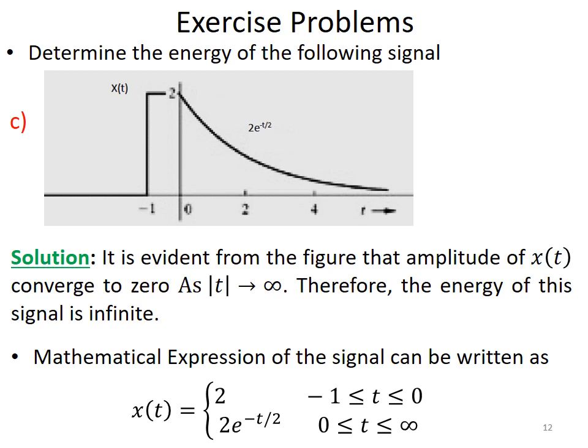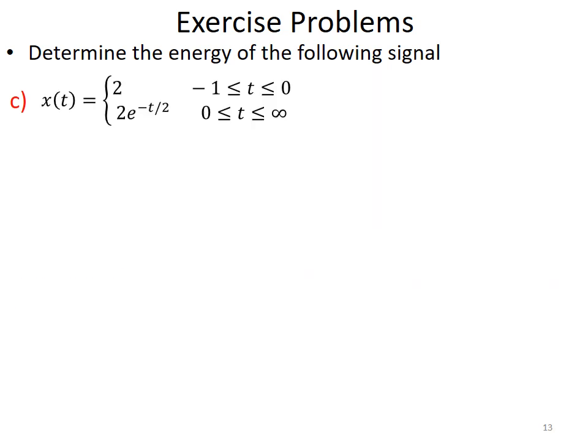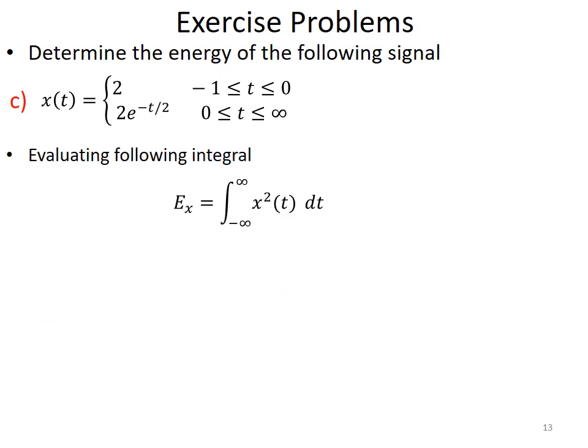Now we can substitute these values into the energy formula and find out. The formula for computing the energy of the signal is given. Now we know that x has two values. One is when the integral is between minus 1 to 0, which is 2, and when the integral is from 0 to infinity, it has value 2 e power minus t upon 2. So substituting these values into this integral, we get this expression.